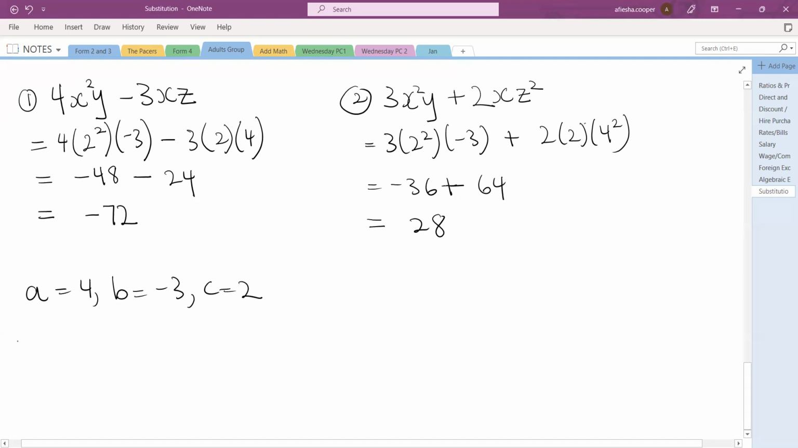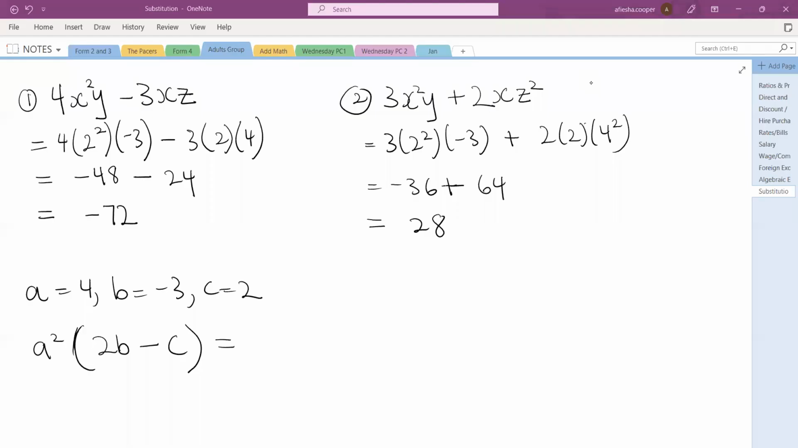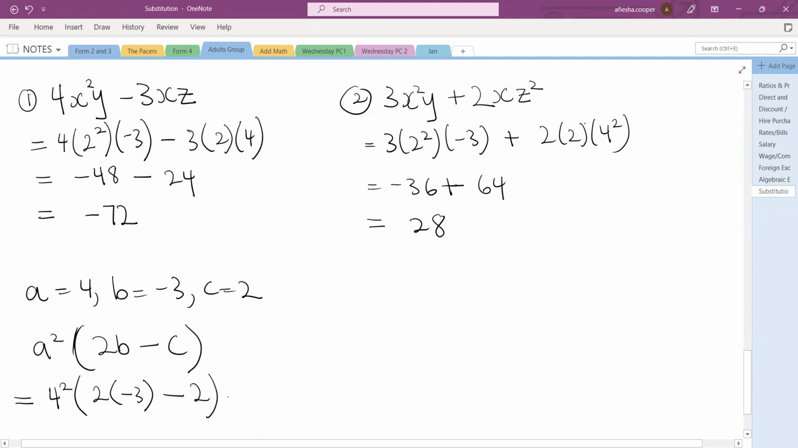I want you to work out for me the value of A squared, open brackets, 2B minus C. Hard, right? So we follow the flow, just like all other questions, which will say A is equal to 4, so 4 squared, open brackets, 2 multiplied by B, which is -3, minus C, which is 2. Then we simplify this, right?